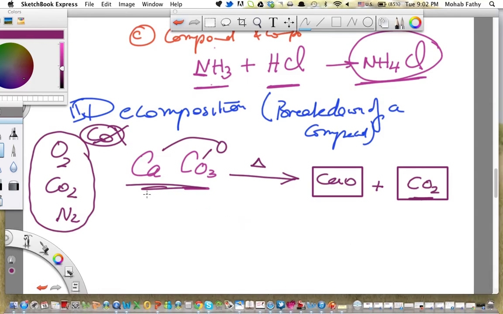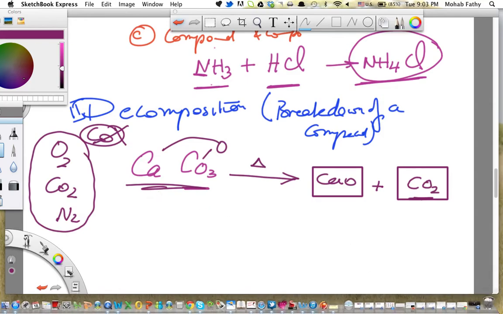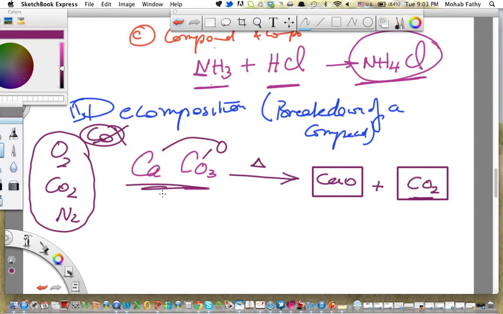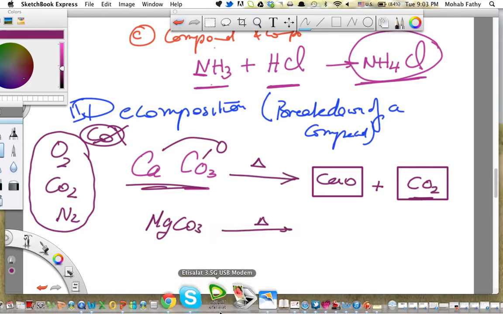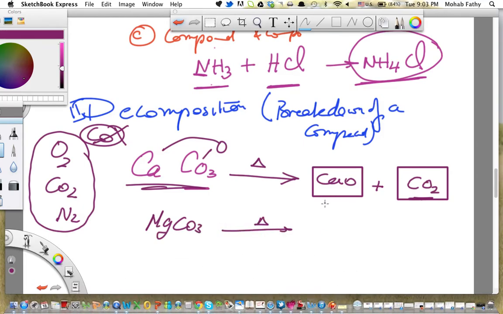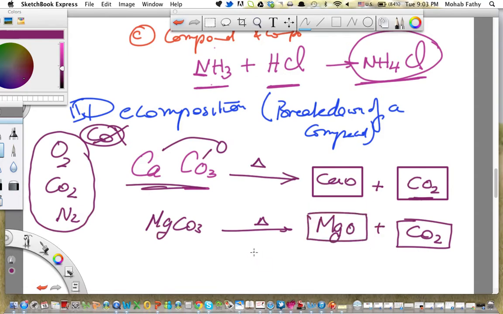By the same way, can you predict the following? You will predict it alone. If we bring magnesium carbonate, when it is decomposed, what are the resulting compounds? Mg plus carbon dioxide. Carbon dioxide is right, but Mg alone is not right. The result will be magnesium oxide.